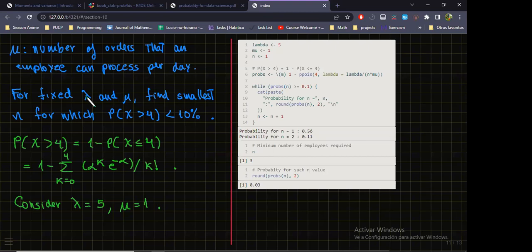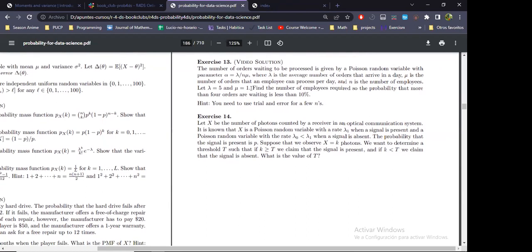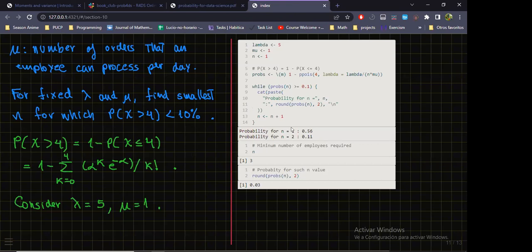I tried to do this with general lambda and mu, but I think it's fully numeric, there is no nice pattern. I came to the same conclusion when I did it as well. So I simply did the case that they tell us: lambda 5, mu 1, and you can iterate it with R for n being the number of employees. We get that the smallest is 3. Here the probability that more than 4 orders are missing is only 3%.